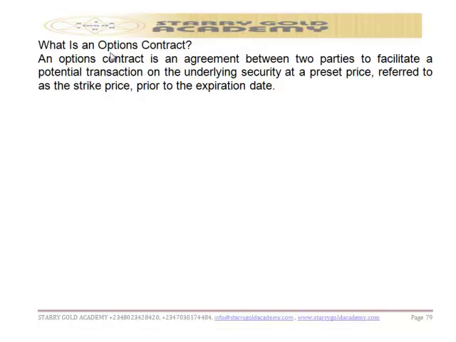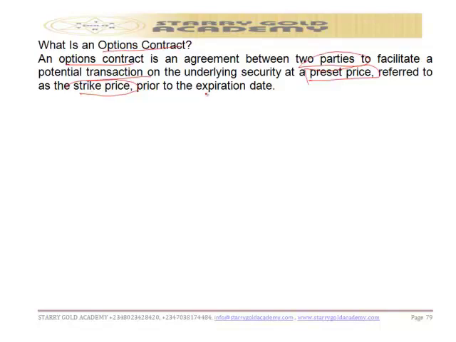The topic we want to look at now is option contract. An option contract is an agreement between two parties to facilitate a potential transaction on an underlying security at a preset price. Preset price is what we refer to as the strike price, throughout the expiration date.